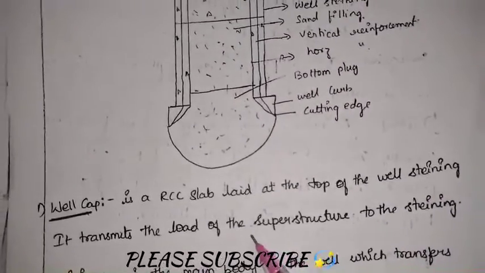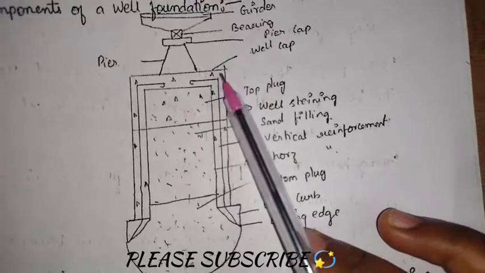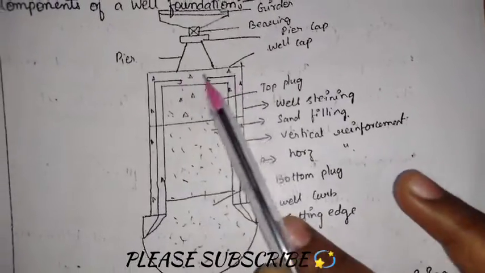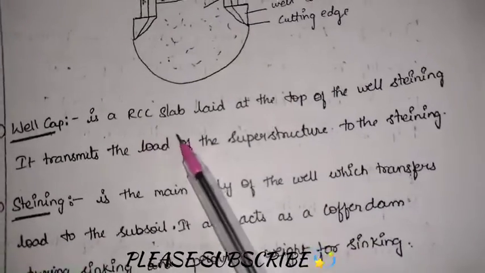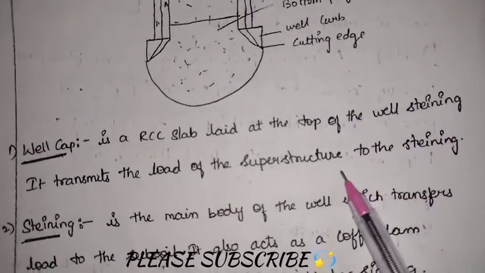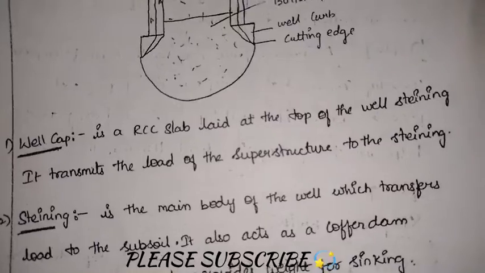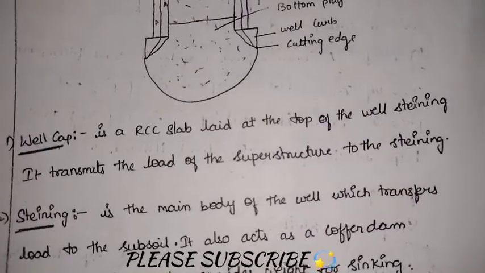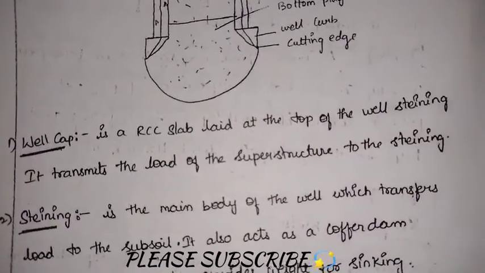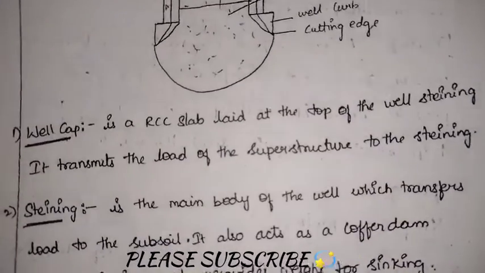Coming to the first component, we have the well cap. See here, we are having this well cap, right over the reinforcement. So the well cap is an RCC slab laid at the top of the well steining. It transmits the load of the superstructure to the steining. So whatever the load that is acting at the top, that is transferred to the steining. It is just an intermediate structure between the superstructure and the steining.